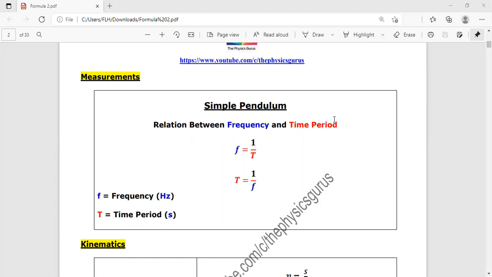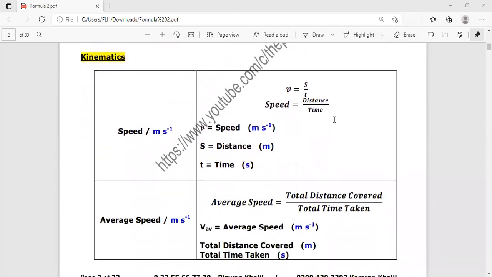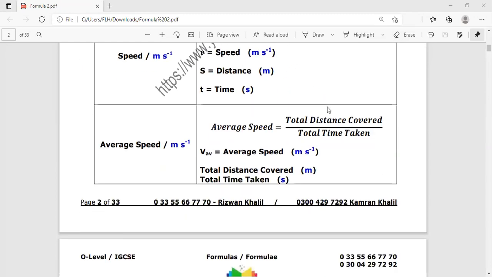Then here comes the next topic, that is kinematics. In kinematics, there is a basic formula of the speed. Speed is equals to distance over time, v is equals to s over t, and its unit is meter per second. And the formula of average speed is total distance covered divided by total time taken. Let's move towards the next formula.